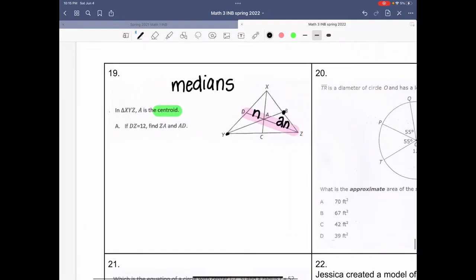So I know that n plus 2n equals 12. Well, if I combine like terms, that gives me 3n equals 12. So therefore, n equals 4. Well, they want us to find the distance from D to A. So D to A, or A to D, is going to be 4. And then the distance from Z to A, or A to Z, is going to be 2 times that, which is going to be 8.